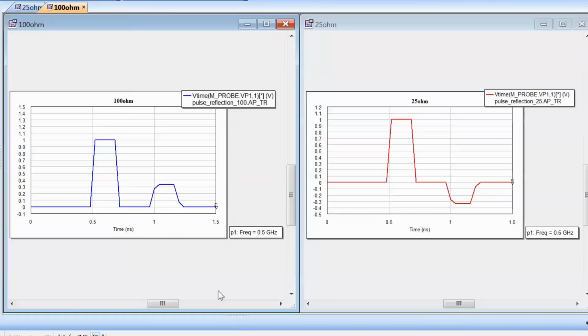Now let's look at two other interesting cases. The case in which we terminate our line with an impedance which is greater than its own characteristic impedance, in our case 100 ohms, and the case in which we terminate the line with an impedance which is lower than its characteristic impedance, in this case 25 ohms. So let's start with the 100 ohm case.